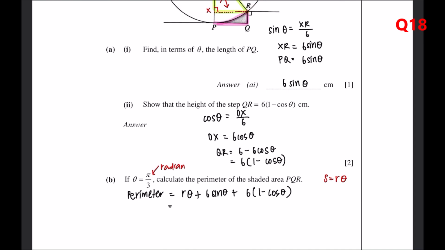Then after this, I just substitute in the pi over 3. My radius is 6, so pi over 3 plus 6 sine pi over 3 plus 6 times 1 minus cosine pi over 3. For all these, make sure your calculator is in the radian mode. After you calculate, you should get 14.479, which to 3 significant figures is 14.5 centimeters.